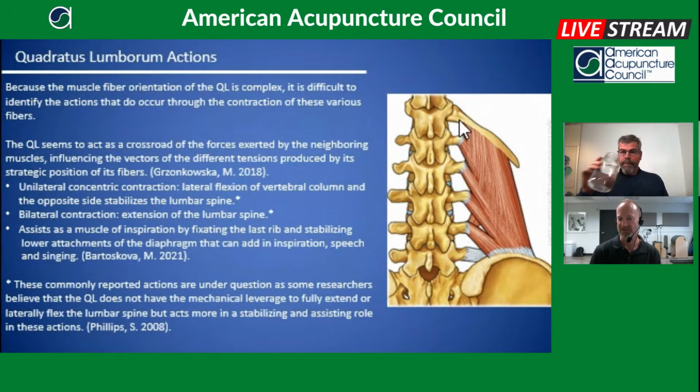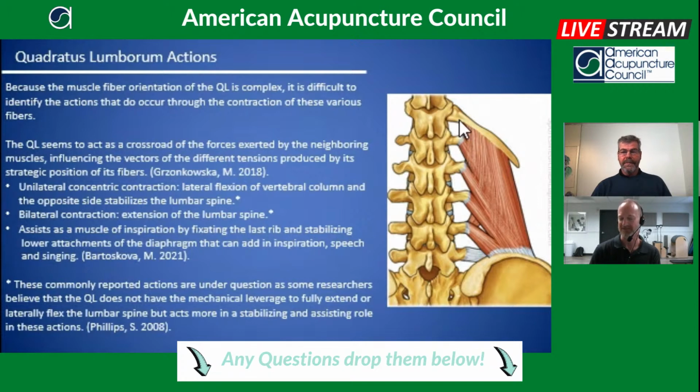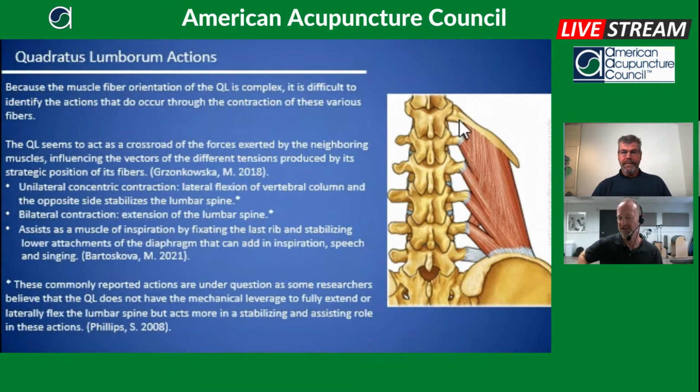So let's go over the general actions. Notice that at least the first two bullet points on the actions have an asterisk. So let's talk about the asterisk first. These actions are really placed under question right now by researchers because of this complex arrangement. So it seems that maybe the quadratus lumborum has not so much to do with a particular action, like lateral flexion of the trunk. The obliques are in a much better mechanical advantage to do lateral flexion of the trunk, but the quadratus lumborum is there to assist with it, to be a helping aid.